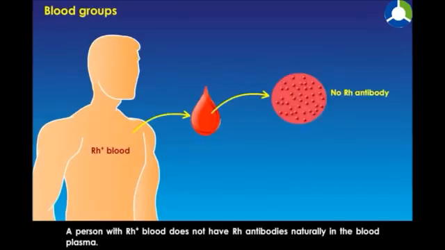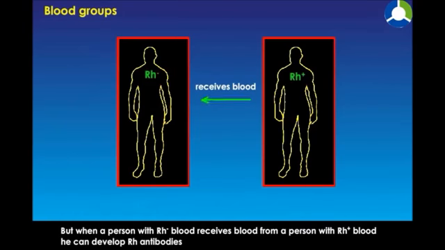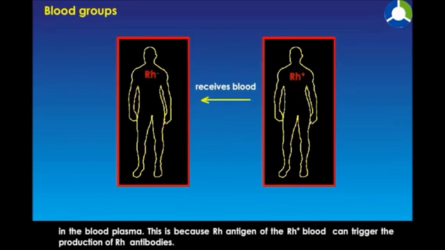A person with RH positive blood does not have RH antibodies naturally in the blood plasma. But when a person with RH negative blood receives blood from a person with RH positive blood, he can develop RH antibodies in the blood plasma. This is because RH antigen of the RH positive blood can trigger the production of RH antibodies.